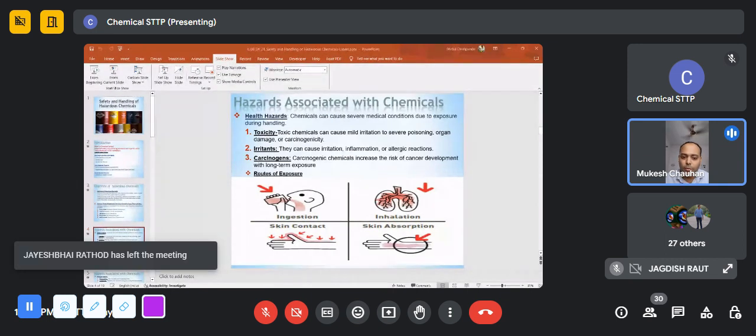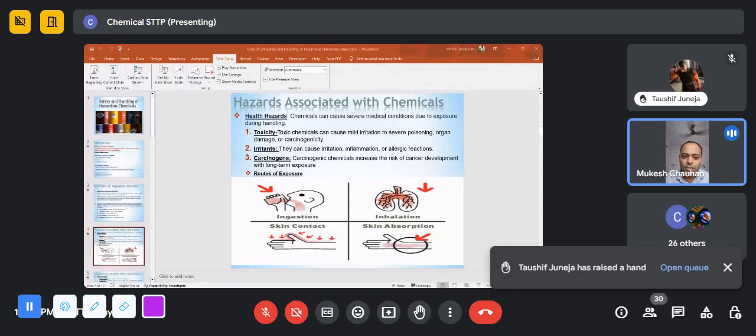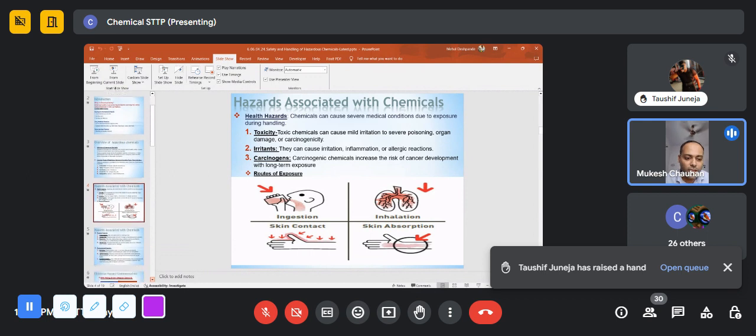or it can cause irritation to your body or allergic reactions, or carcinogens can cause cancer development in your body. So handling of chemicals is very important. It can enter your body via ingestion, inhalation, skin contact, and absorption, as you can see in this slide. If a chemical is entering your body via the mouth, then it is called ingestion. If it is entering your body via breathing, then it is called inhalation. So chemicals can enter your body by any of these means. So be careful while handling chemicals.